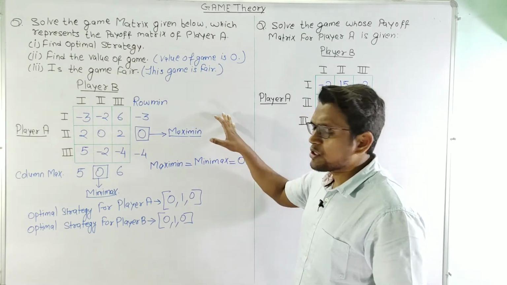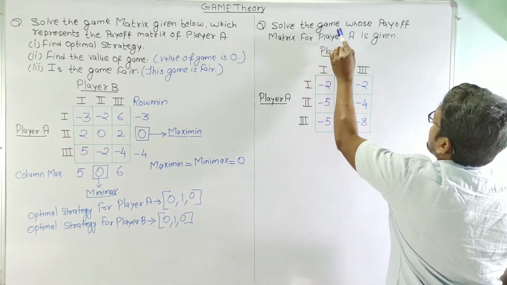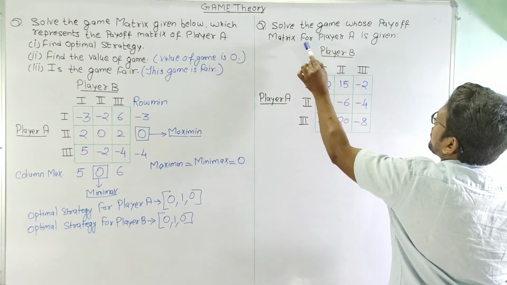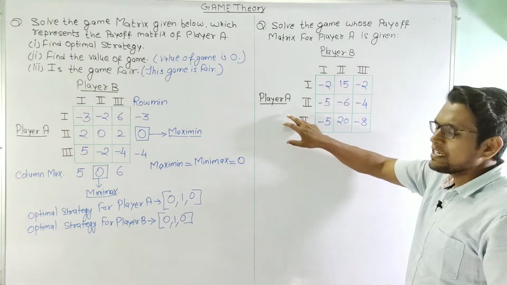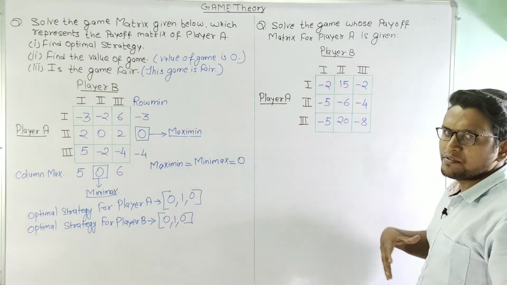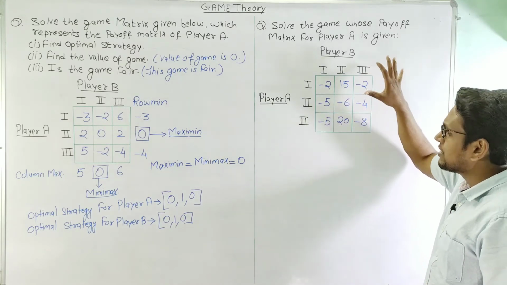Now let us move on to the second problem, and the second problem says that solve the game whose payoff matrix for player A is given. So here also payoff matrix for player A is given and we need to solve. That means we need to identify the strategies for player A and B.